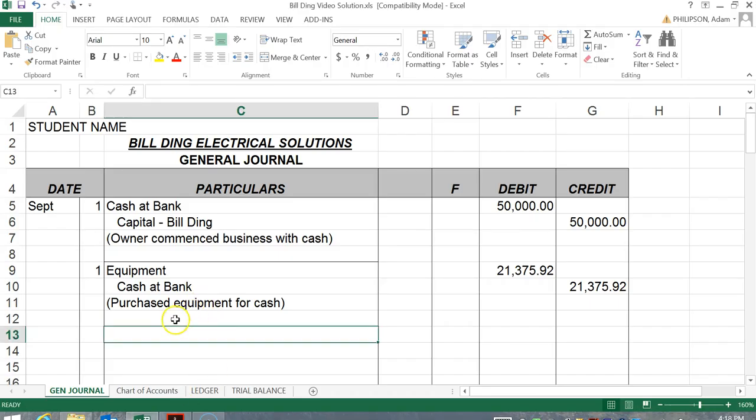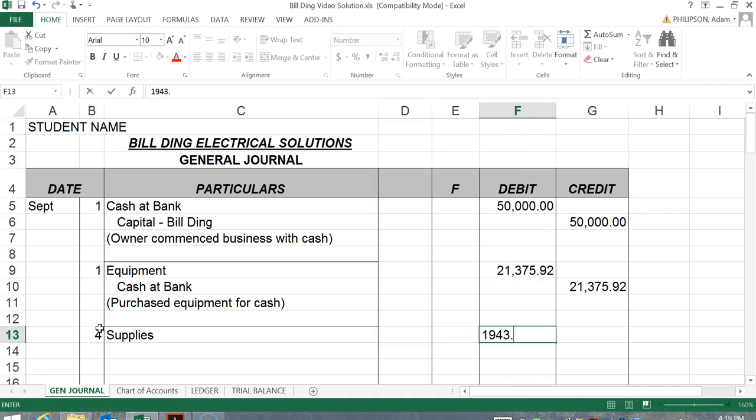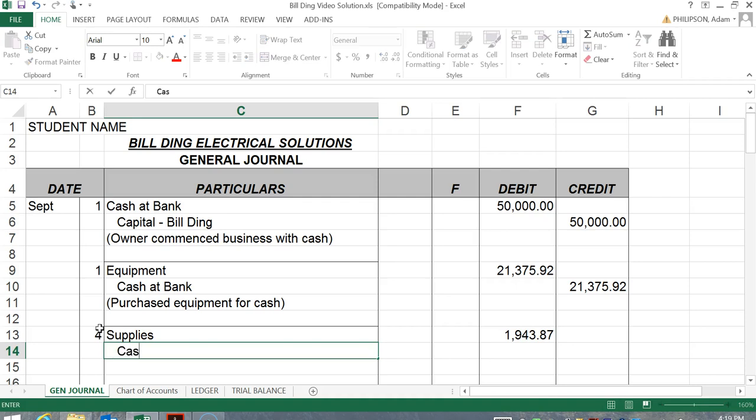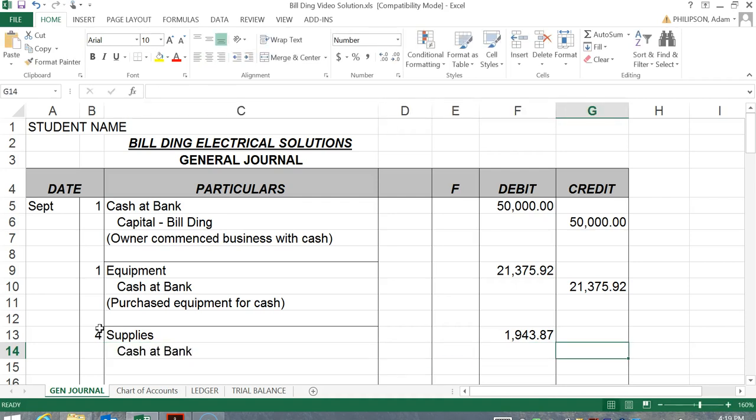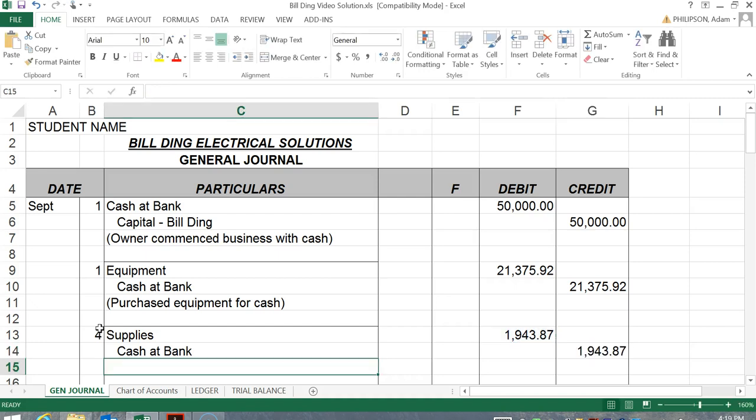So we put our date in, the 4th, supplies, 41943.87. You just go equals arrow arrow, done.